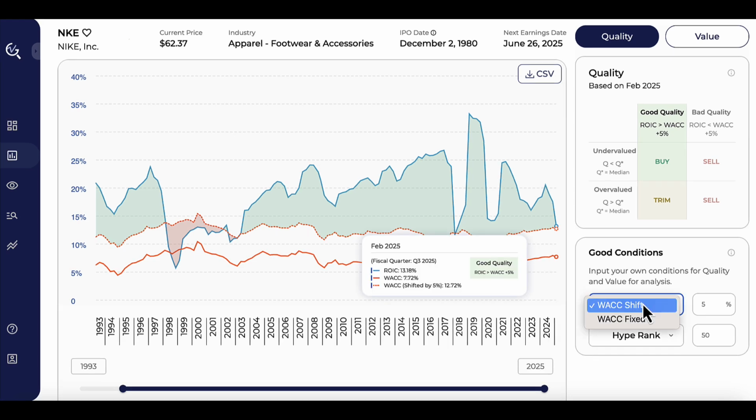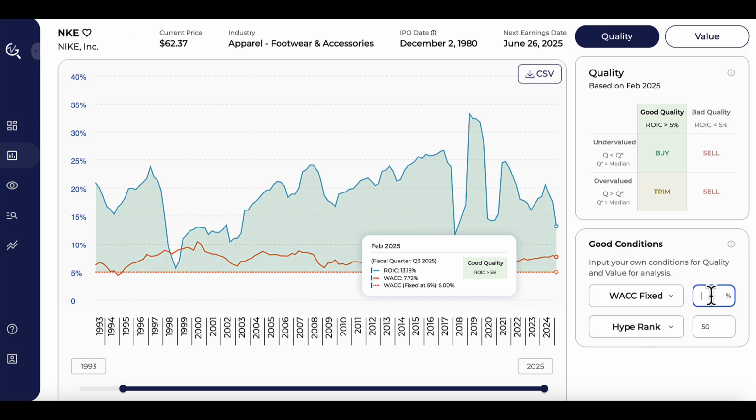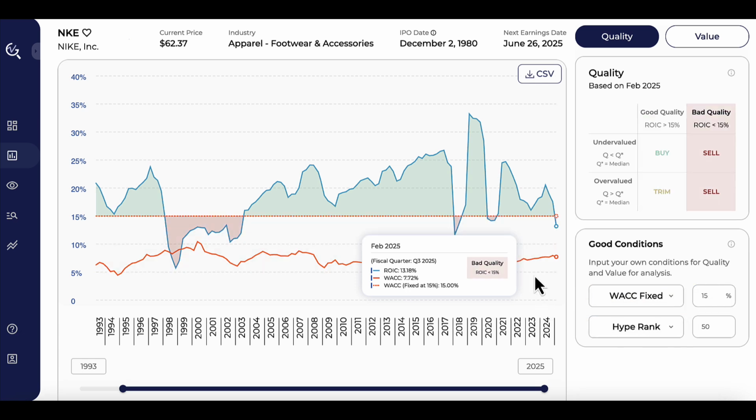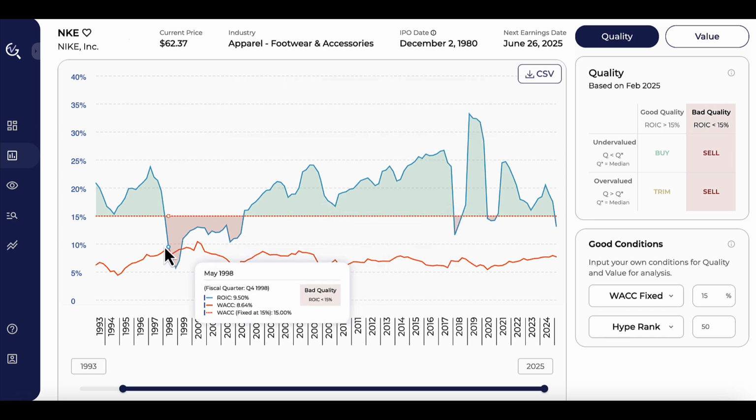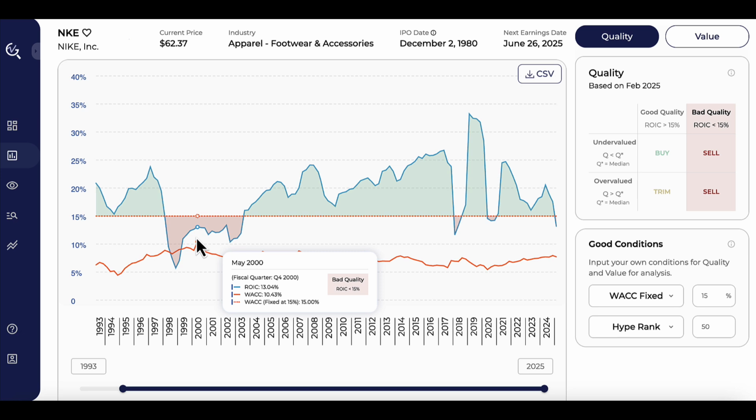We can also do a fixed amount shift. So for example, let's say 15%. What we'll notice here is that we're moving the line up uniformly. This new dotted line corresponds to 15% as our filter, and that's reflected in the trading quadrant. So we see with this new filter, even though the ROIC was above the WACC over here in May 2000, it's still below this new limit of 15%. So this is a way where we can customize the quality filter.